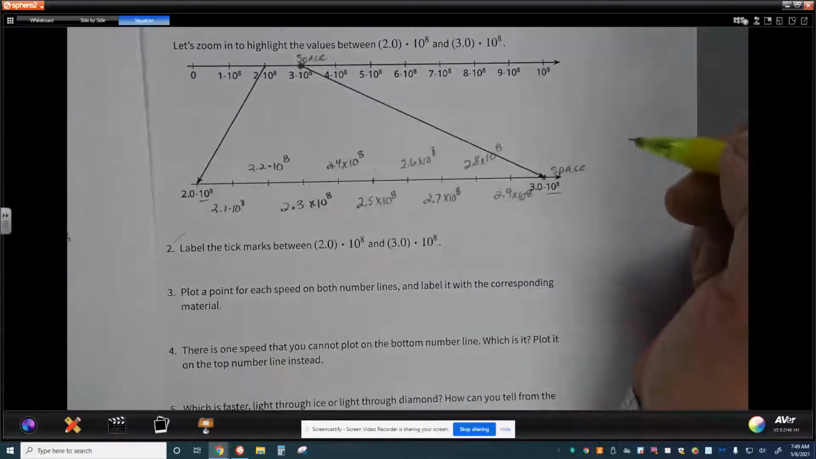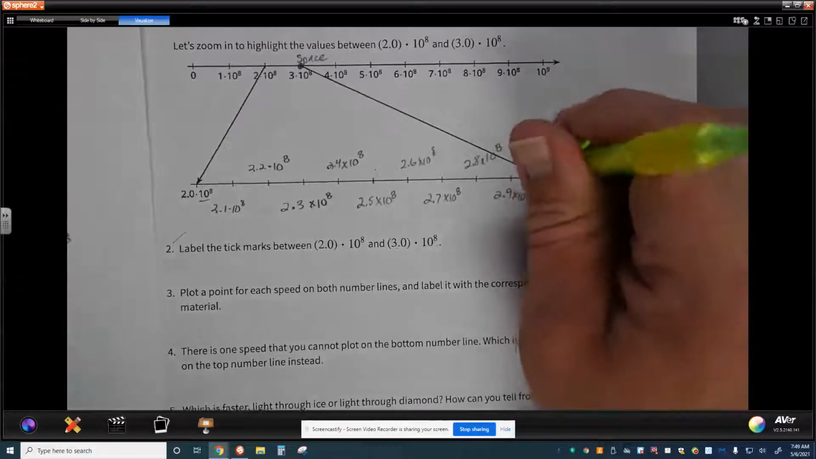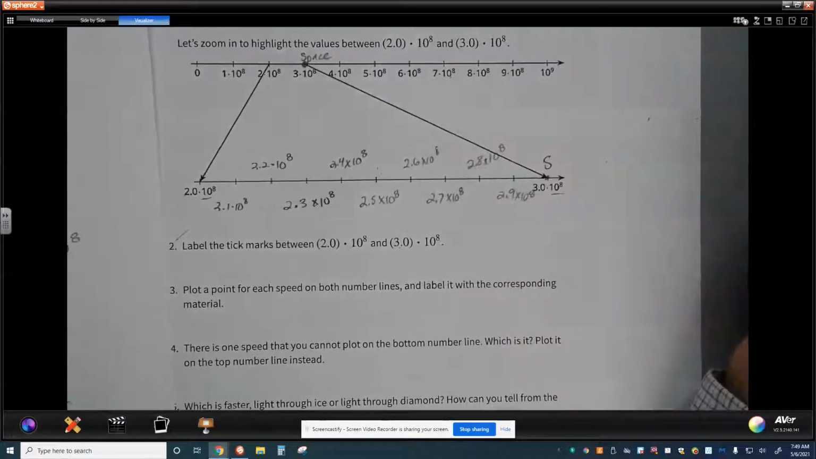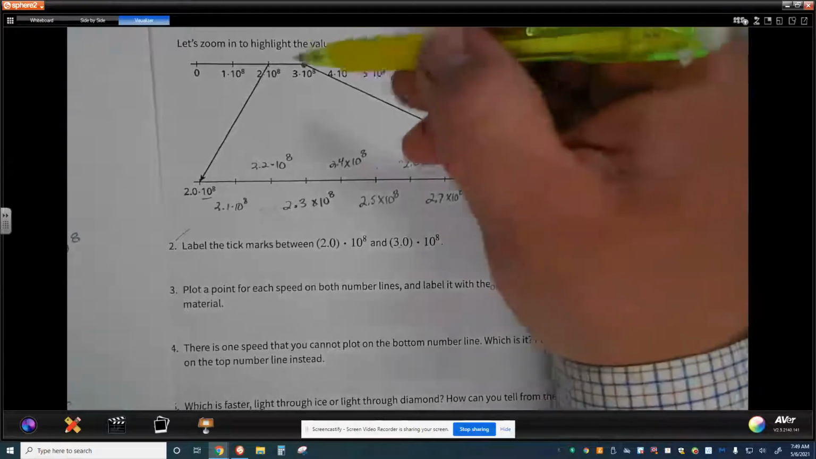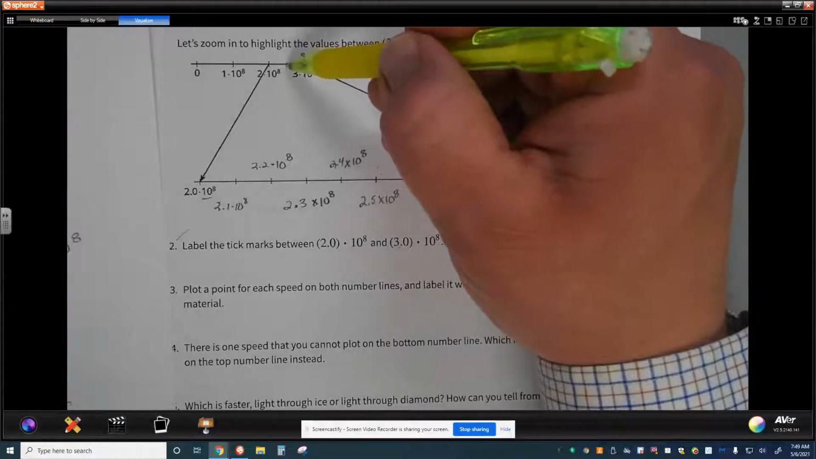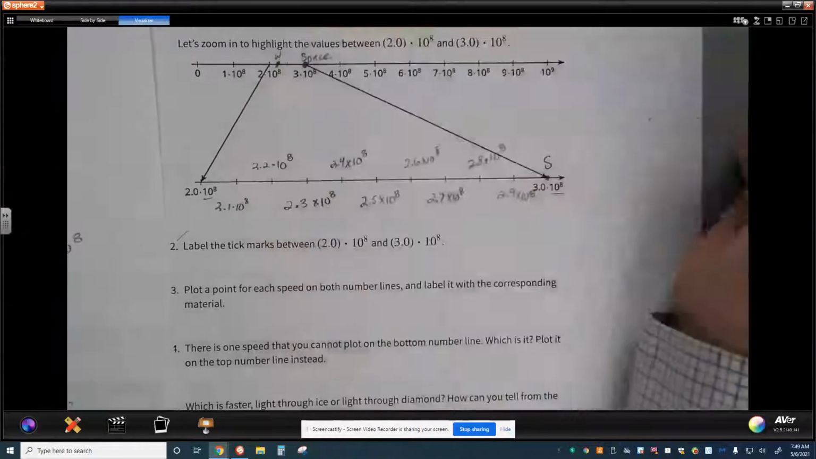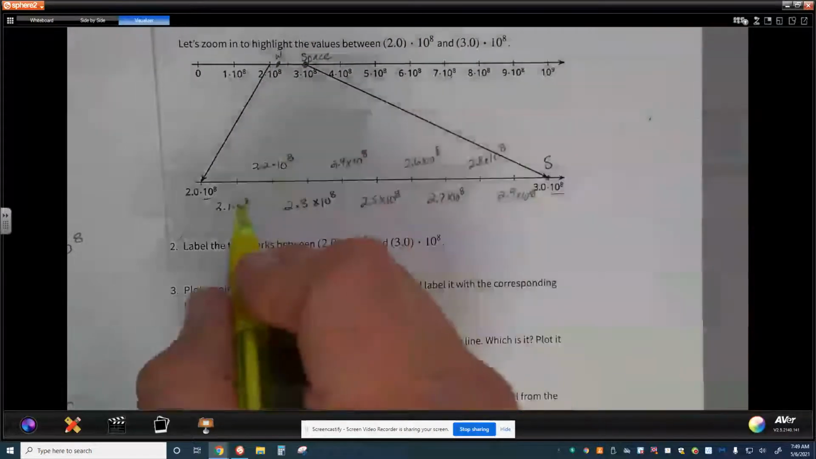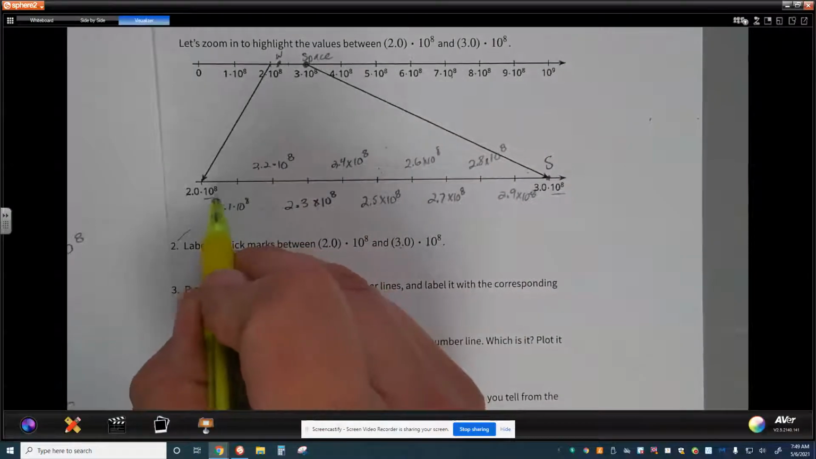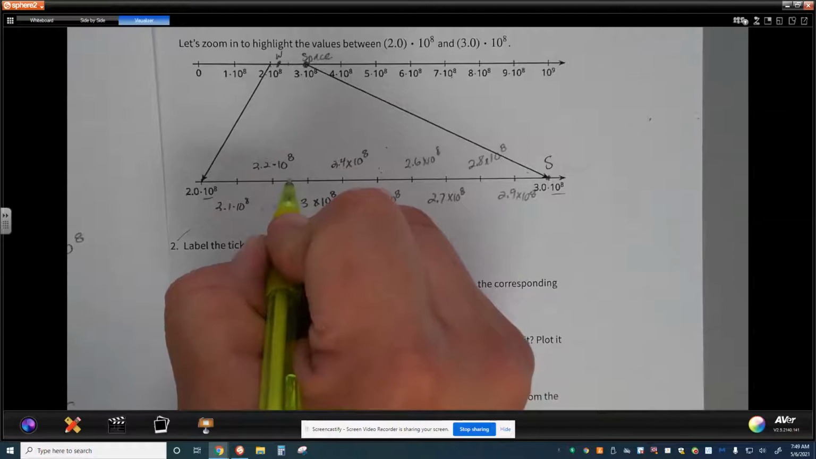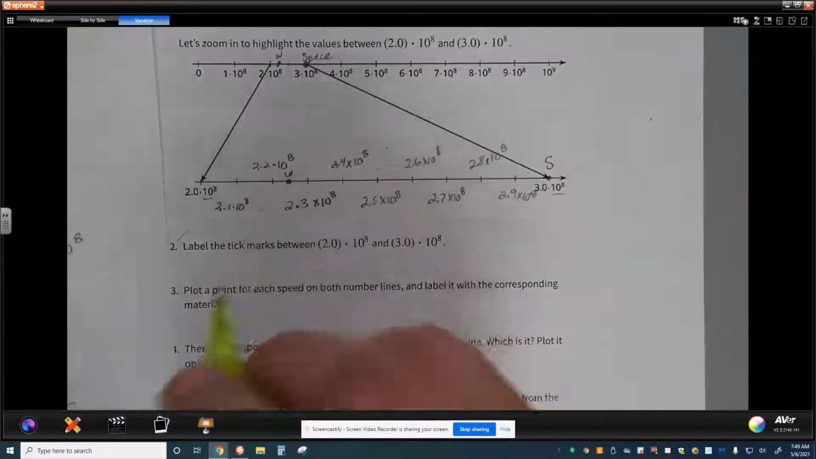I think I can actually use just the first letter. So S for space. Then we have water, 2 2500ths times 10 to the 8th power. That's going to be really hard to put up here. It would be right here. It's water, but we can put that down here. 2 2500ths is 2.25. There's 2.2, 2.3. Water would be right here.